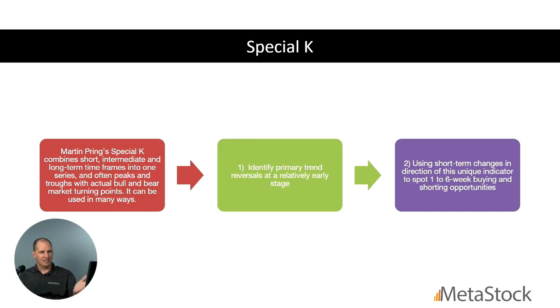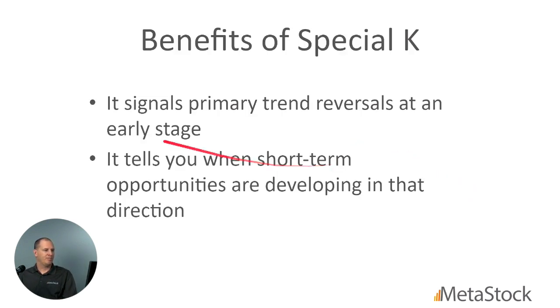Okay, so that's what we've talked about here. But if we can identify these reversals at an early stage, it can help us in a very short-term view to know when to get in and when to get out. Okay, so the benefits of the Special K: it signals primary trend reversals at an early stage and then tells you when the short-term opportunities are developing in that direction. And oftentimes you want to compare the KST with the Special K and look for a confluence of the two to come together to give you a more powerful signal.